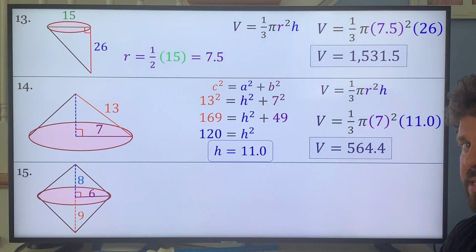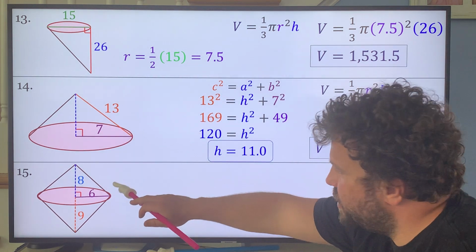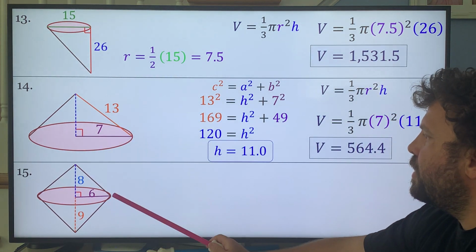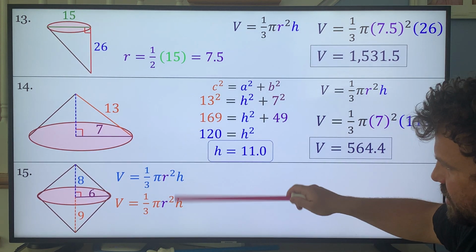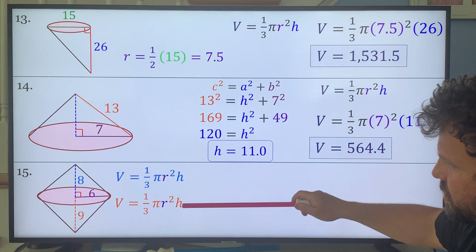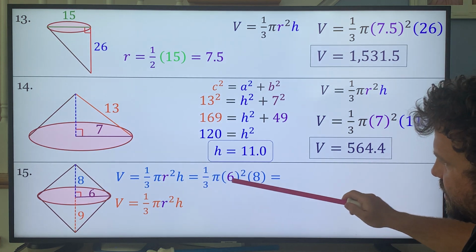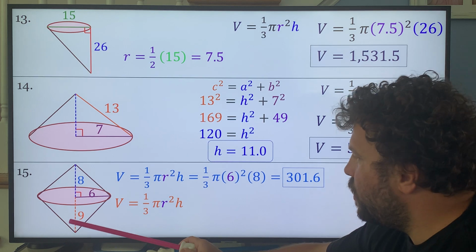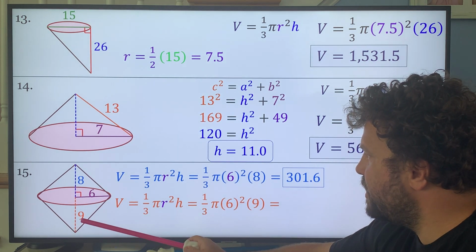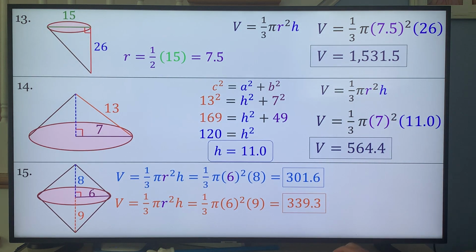And problem 15, what do you notice? I don't see one cone, I see two. So you have to find the volume of the cone on top, volume of the cone on bottom. Height is 8, height is 9. So we've got the same thing here in both cases. The only thing that's going to change is our two heights. So 1/3 pi, 6 squared times 8 gives you 301.6. 1/3 pi, 6 squared times 9 gives you 339.